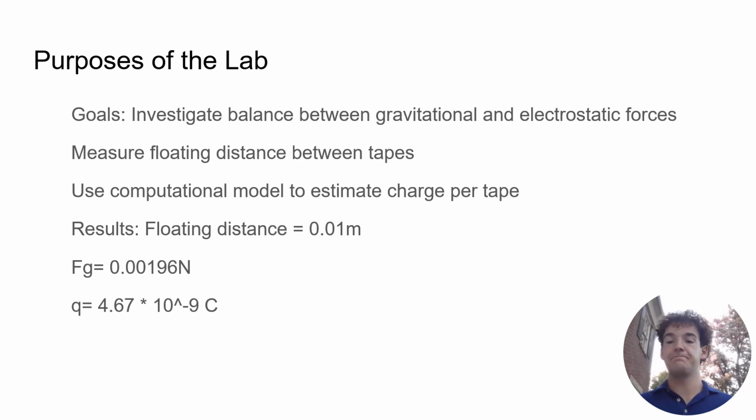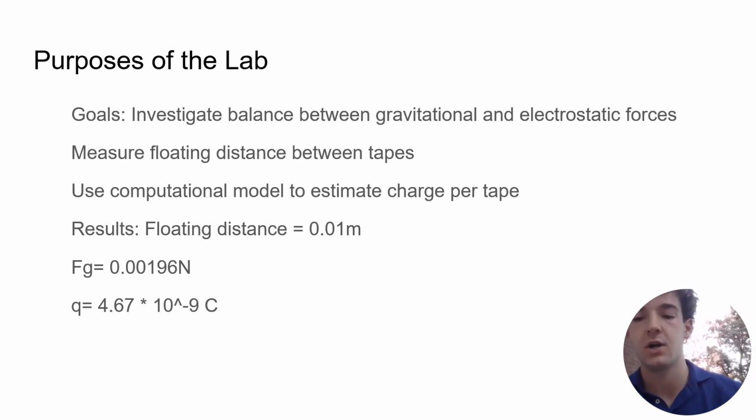Purposes for this lab: the big question was, when does the electric force between two charged objects become strong enough to actually counteract gravity? To answer this, we suspended two pieces of tape above each other and measured the distance at which one floated above the other, and compared that with predictions from our Python code.